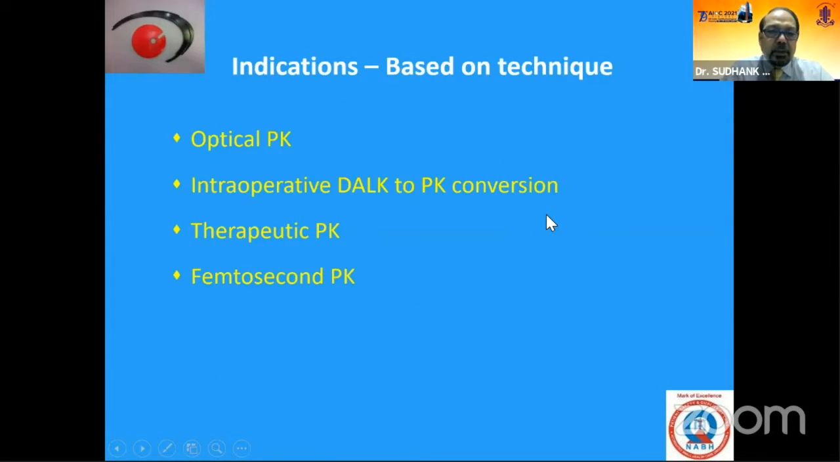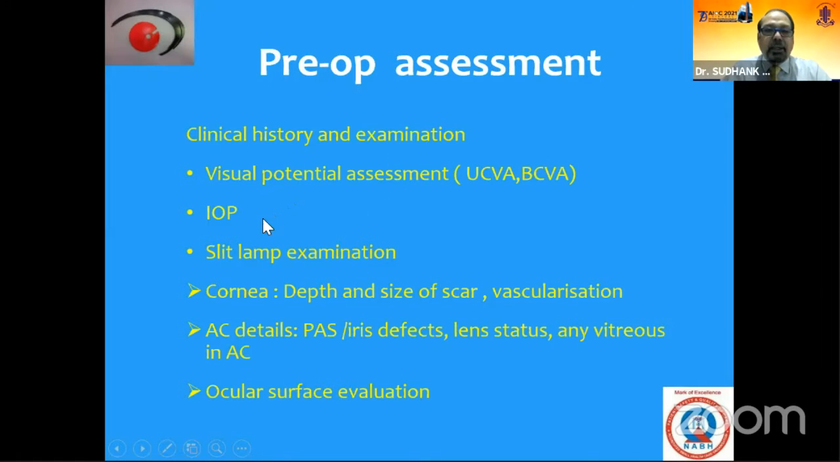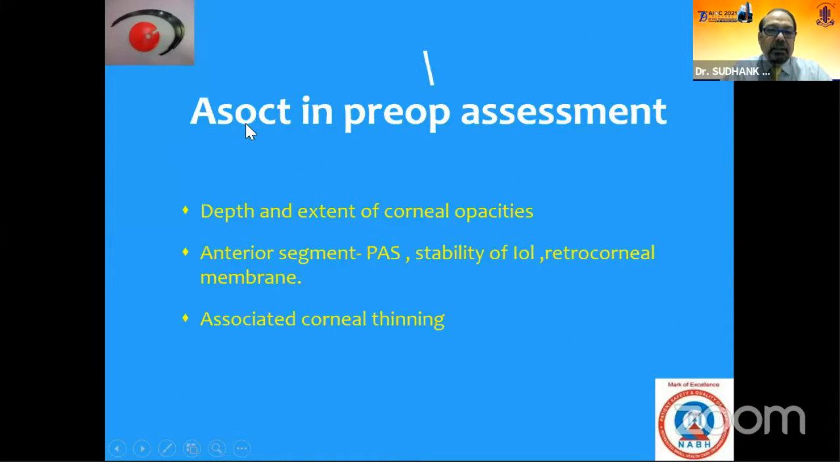Indications for penetrating keratoplasty could be optical, or intraoperative DALK to PK conversion, therapeutic where the infection is there and you have to put another cornea, and in femtosecond penetrating keratoplasty. Preoperative assessment is like any other surgery, but ocular surface evaluation is very important. Also the AC details, depth of corneal opacities, anterior synechiae, retrocorneal membrane, and corneal thinning we have to assess.